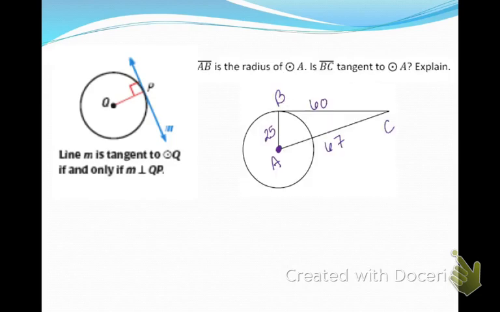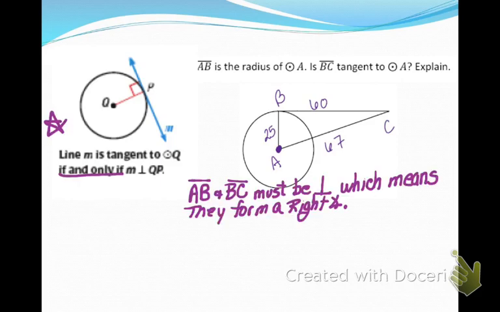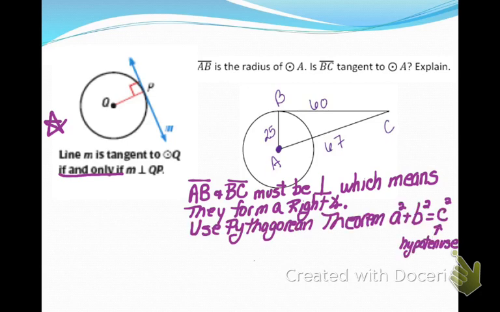All right, let's look at this. In this particular diagram, line segment AB is the radius of circle A. And I want you to tell me if line segment BC is tangent to circle A. Well, I know that AB and BC must be perpendicular if they are tangent, which means that they must form a right angle. And using the Pythagorean theorem, I can test to see if this does indeed make a right triangle. So I'm going to label my diagram with my A, B, and C.